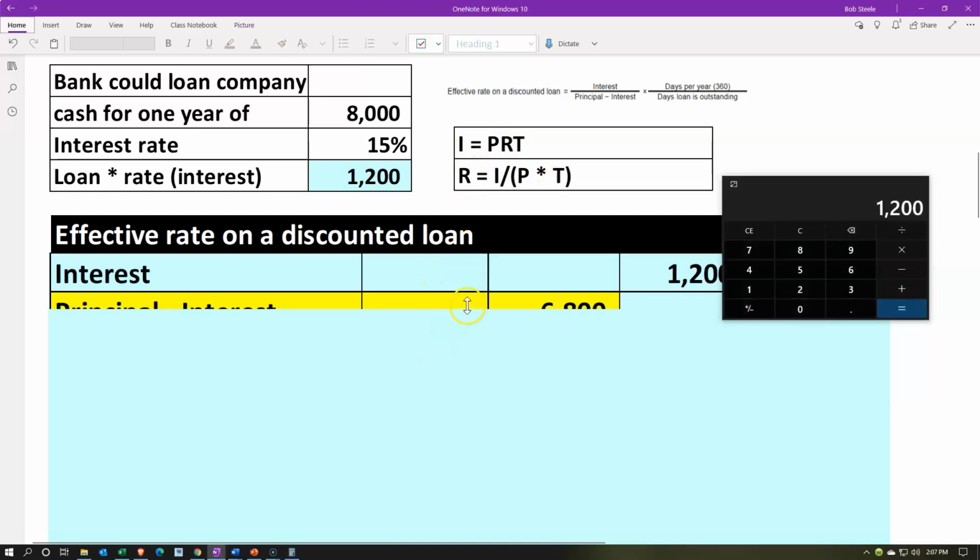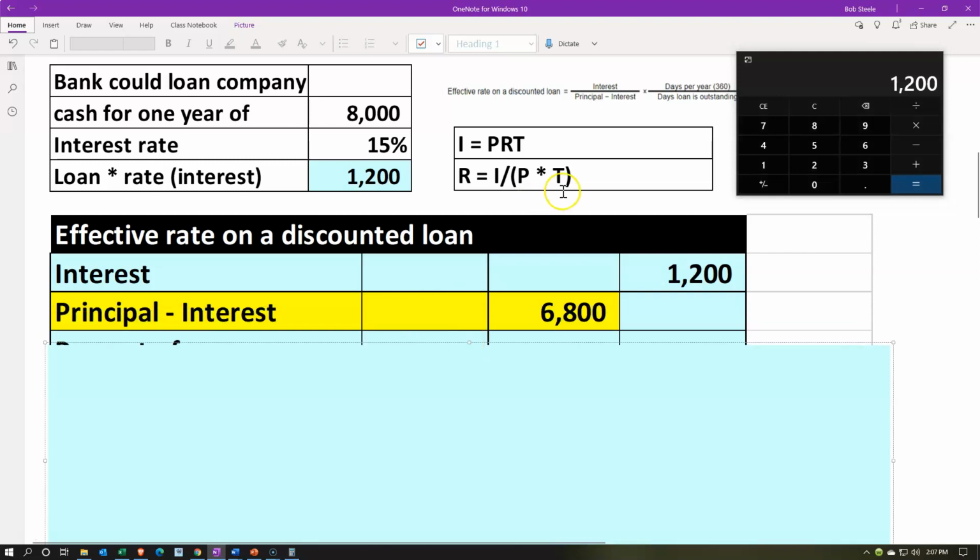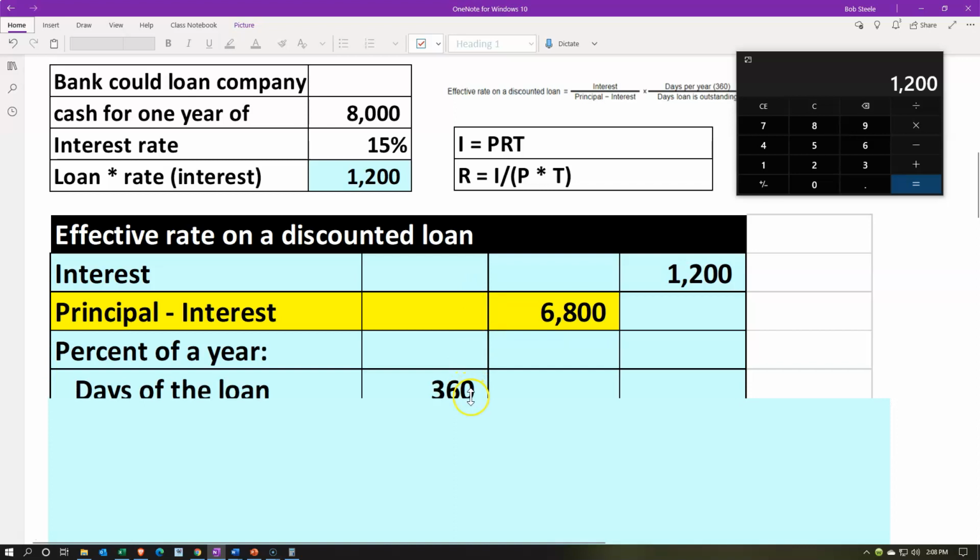I'm going to have the interest up top, which is going to be that 1,200, because that's going to be the cost of the loan. So that's the cost of our loan. And then we're going to pick up the P times T. So P is going to be the new thing because it's not 8,000, it's 8,000 minus the 1,200, because that's what the loan is, 6,800.